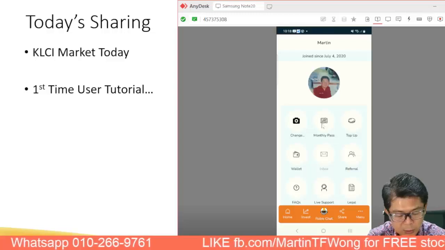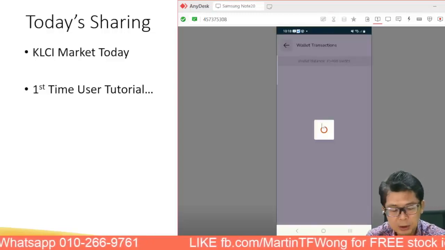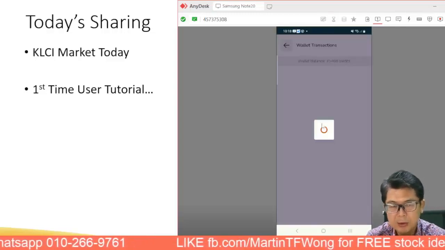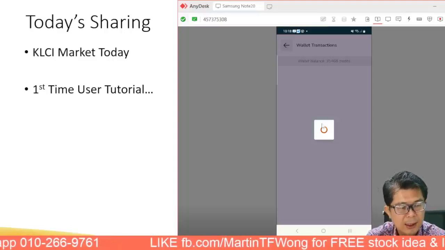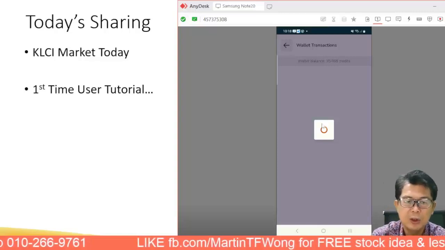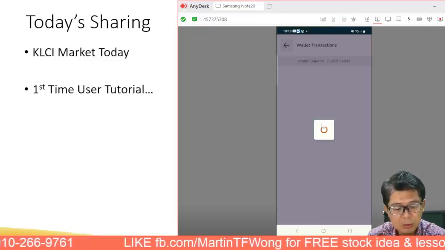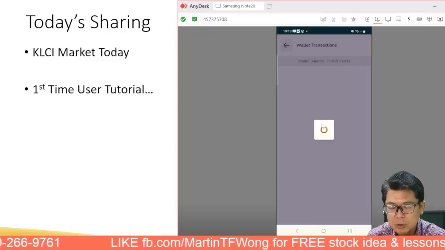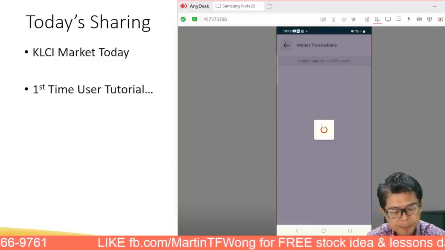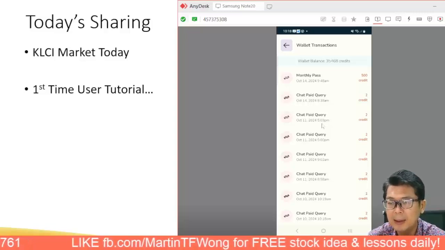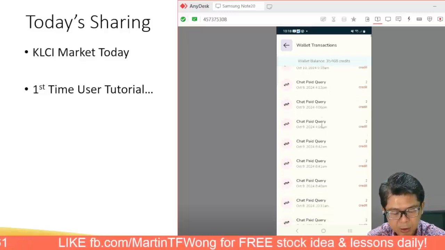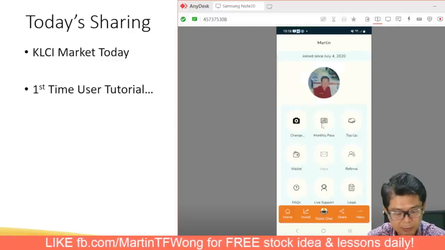Then you have your wallet, which you can check for the number of transactions that you have done here. It takes a while as it fetches from the database server, and it'll tell you what kind of transactions you have done and so forth. This usually takes a while to bring the data to you. I've just subscribed to the monthly pass and 2 credits, and so you can see the whole list of the things that you have done before.